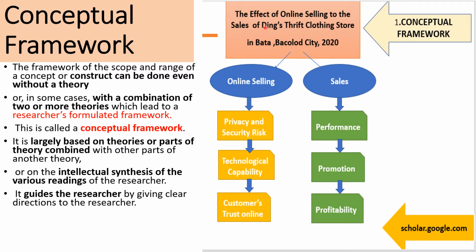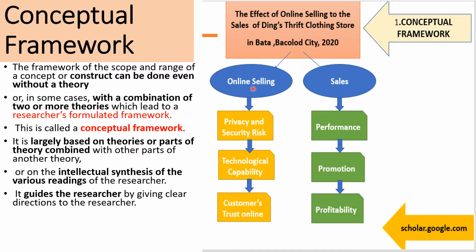So in this title, I have decided and I have determined that the online selling here, online selling is the independent variable which will affect the dependent variable which is the sales. Okay, it means to say online selling is the influencing factor of the sales. So that is how I comprehend or understand my study.